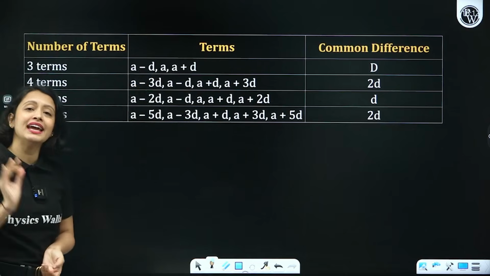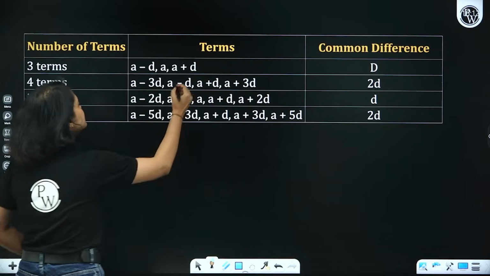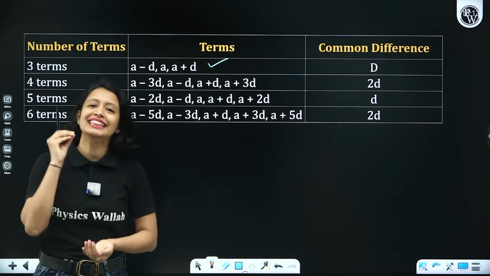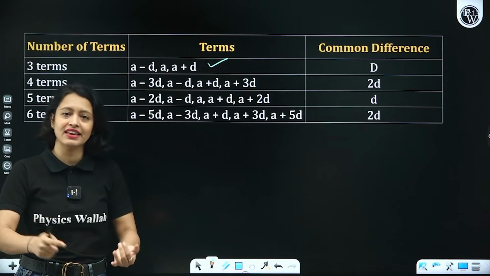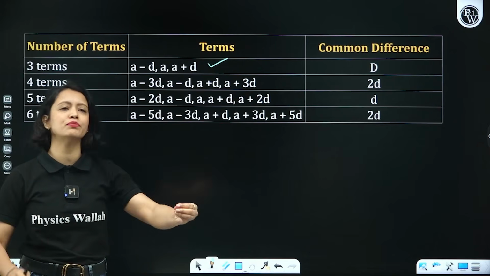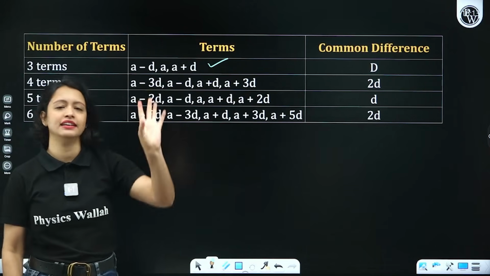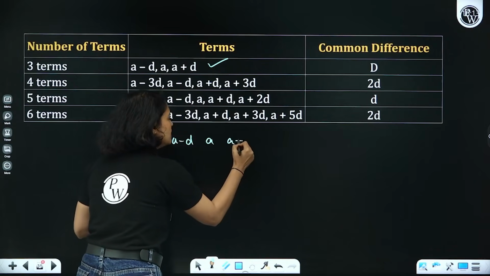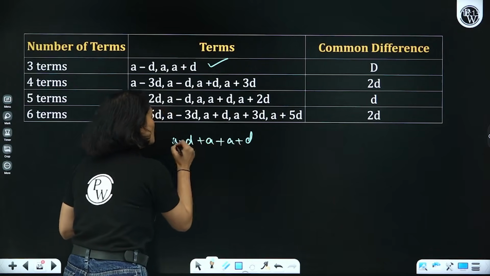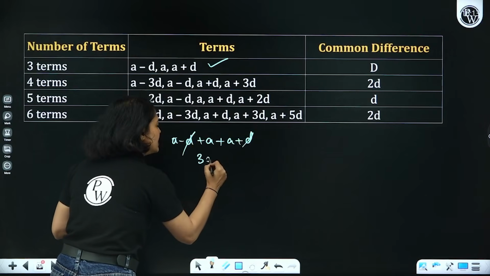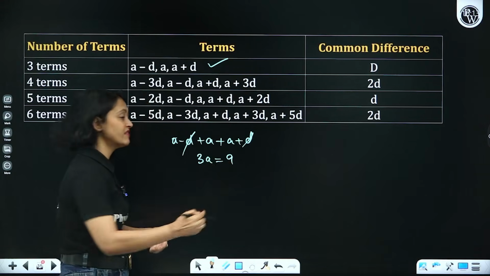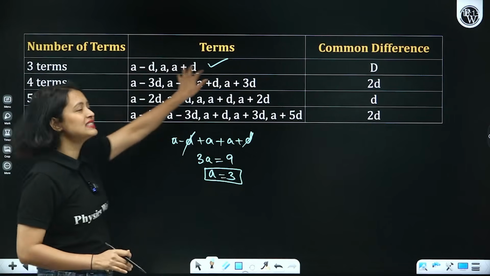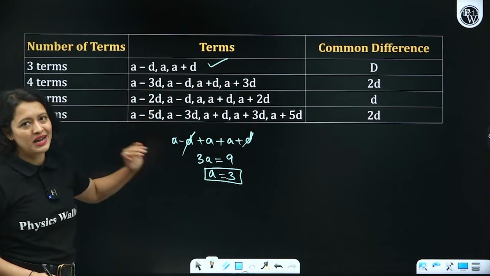If you have to take an AP with 3 terms, please take A minus D, A and A plus D. Why? Because most often than not, in these types of questions, the sum of the 3 terms would be given. Let's say, suppose the sum of 3 terms is given as 9. So if I take A minus D as the first term, A as the second term and A plus D as the third term, and I add, what would happen? D and D get cancelled, only 3A will remain, and 3A, let's suppose, is given 9, so I'll get the value of A directly as 3. That's why we take these 3 terms, so that our calculation becomes easy.